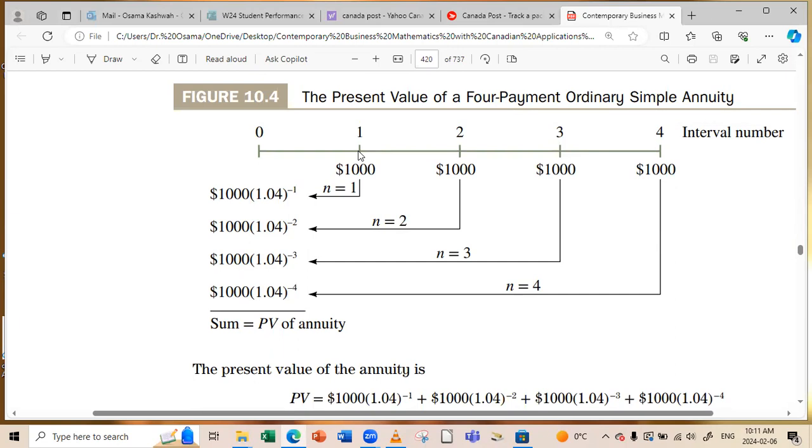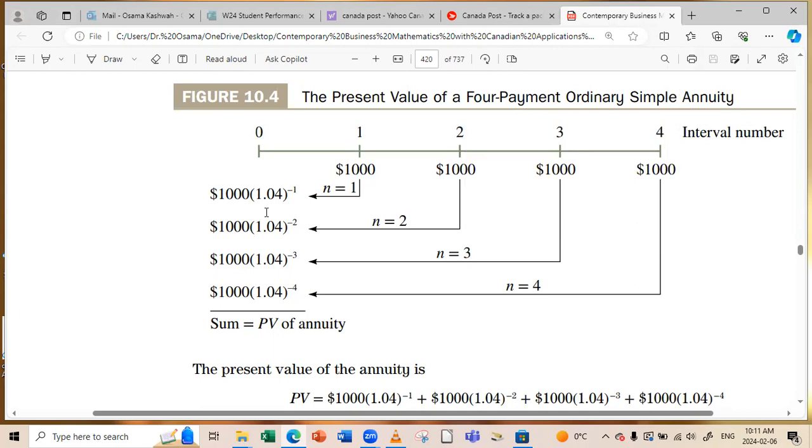As an example, you will pay a mortgage of $1,000 starting from 1 year from now. So you will pay $1,000 after 1 year, then $1,000 after 2 years, like here, then another $1,000 after 3 years, and $1,000 after 4 years. And we need to know the value of each of these right now.